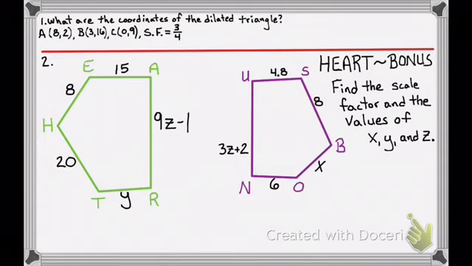For number 2, we have pentagon heart is similar to pentagon bonus. You need to make sure you're paying attention to that. I did spin the images. We want to find the scale factor. You need to find that first, and then find the values of x, y, and z. Using the scale factor, you can find all of those. I'm going to leave this here for about 10 or 15 seconds, and then I'll go to problem number 3.